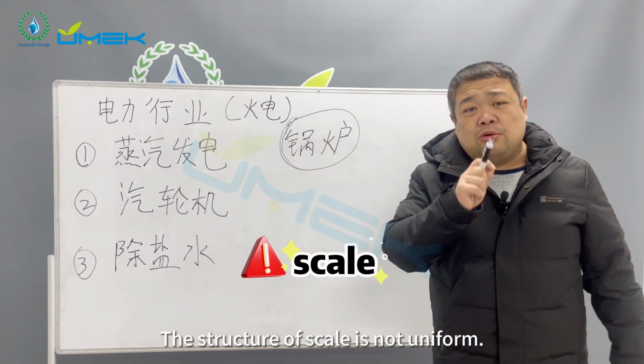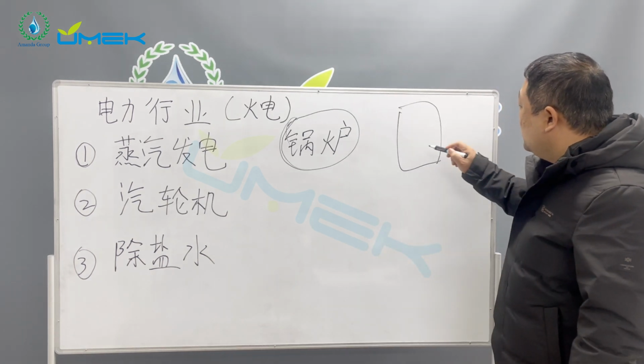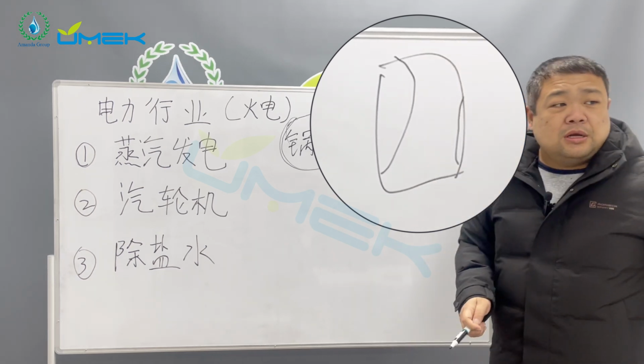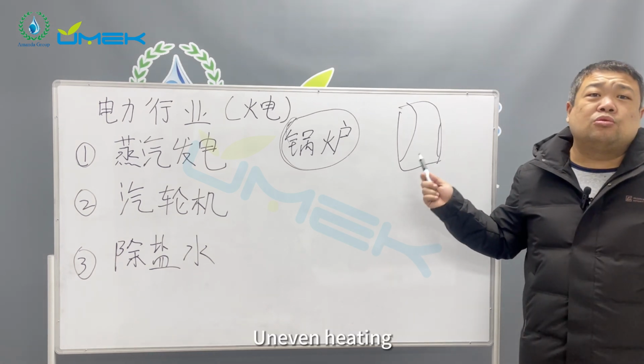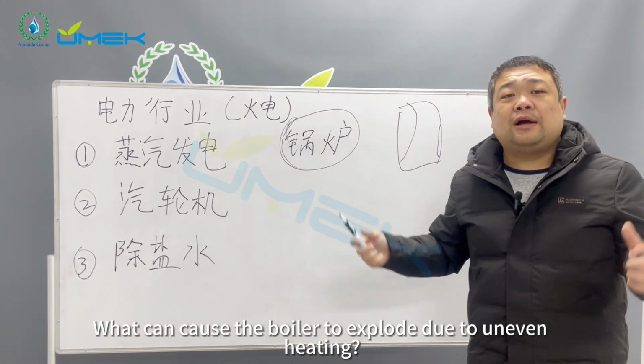The structure of scale is not uniform. Let's say we draw a boiler. I've got such thick dirt on my side, and there's such a thin scum here. What phenomenon will occur in my whole boiler? Uneven heating. What can cause the boiler to explode due to uneven heating?